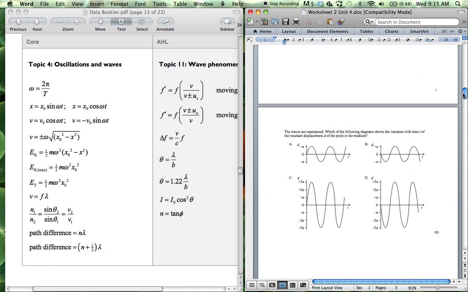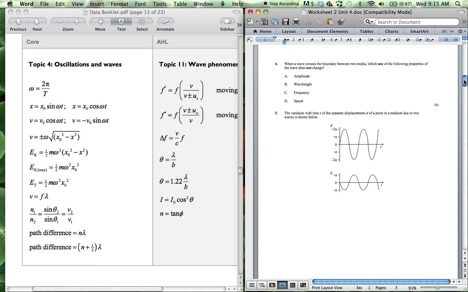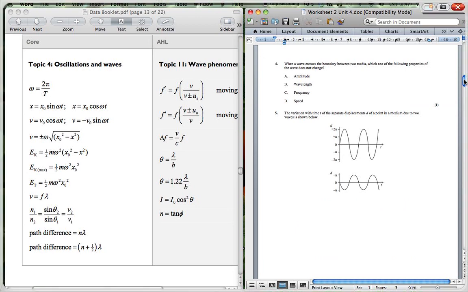The waves are superimposed. Which of the following diagrams shows the variation with time t of the resultant displacement d at the point in the medium? So I'm going to actually do this one up here. So let's just go back here. So these two are superimposed.